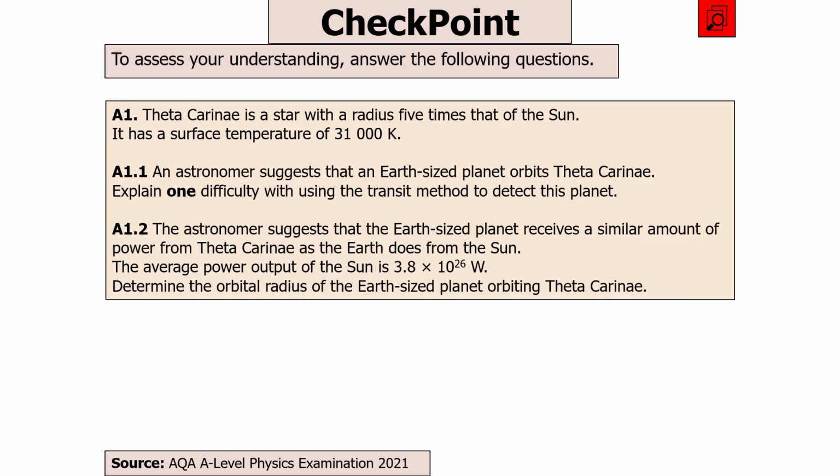The next question says, Eta Carinae is a star with a radius 5 times that of the Sun.